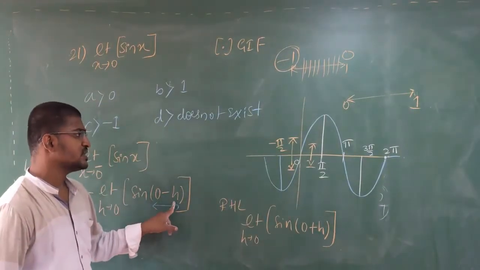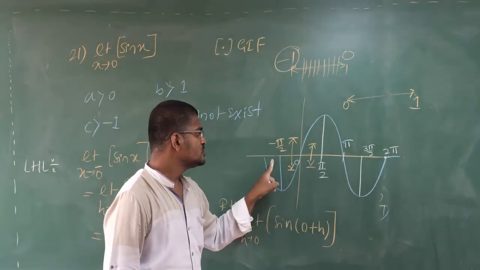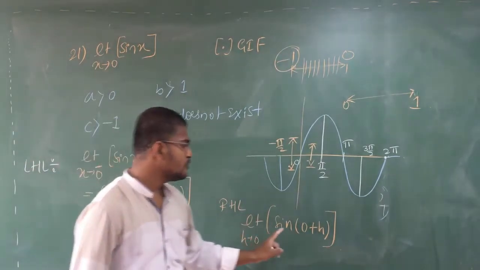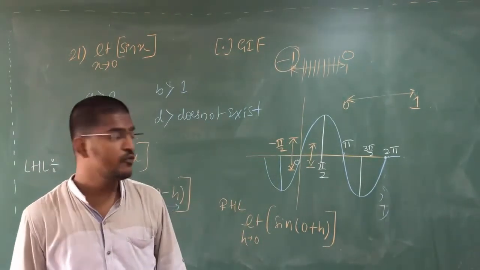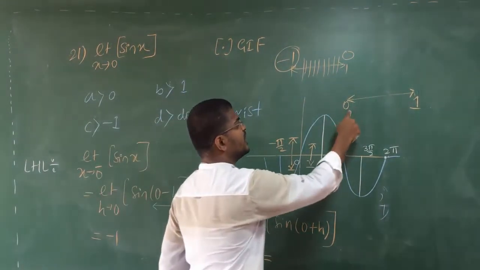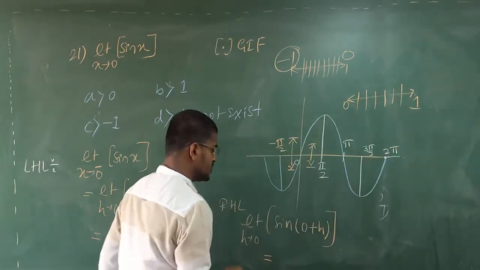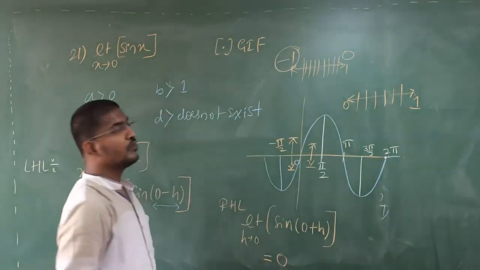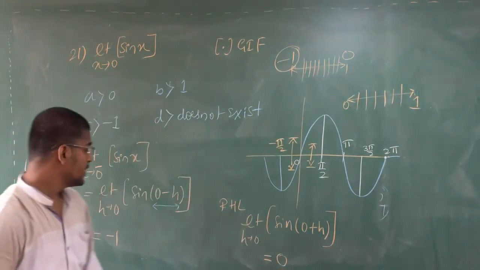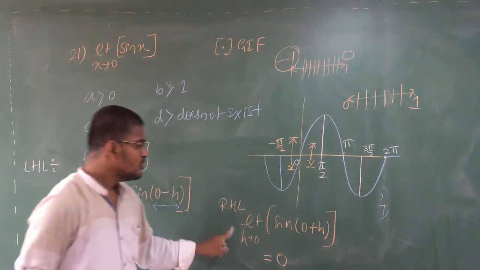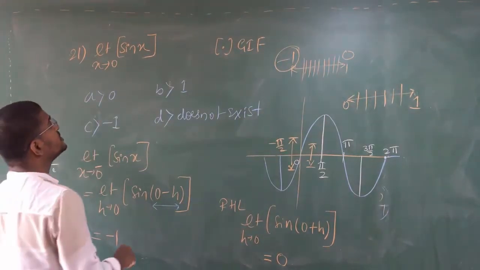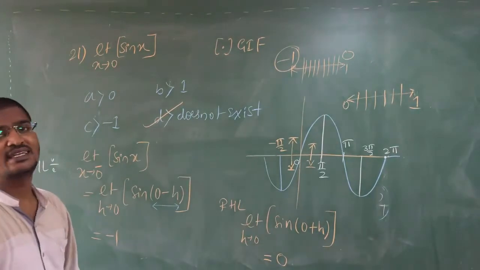If I go for 0 minus h, it will be left hand side of 0. So minus pi by 2, 0, that is minus 1 and 0. Your output was minus 1. Let us go for sine of 0 plus h. So for sine of 0 plus h, it will be in between 0 and 1. In between 0 and 1, your answer is 0. Your answer is 0 for the greatest integer of sine of 0 plus h. So for LHL it is minus 1, for RHL it is 0. Clear? Therefore limit x tending to 0 of greatest integer of sine x does not exist.